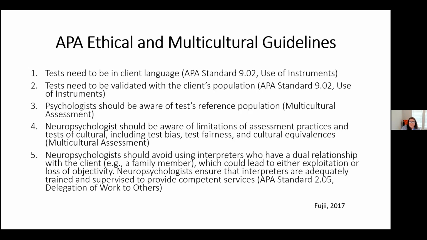Neuropsychologists should avoid using interpreters who have dual relationships with a client, especially a family member, which could lead to either exploitation or loss of objectivity. I often have parents who say, oh no, I'll interpret for my wife. I speak English. I'm like, nope. I want everybody to have a full understanding and not rely on you, for you to be fully present and for your wife, your partner, to be fully present. Neuropsychologists ensure that interpreters are adequately trained and supervised to provide competent services, and we'll visit that more fully.